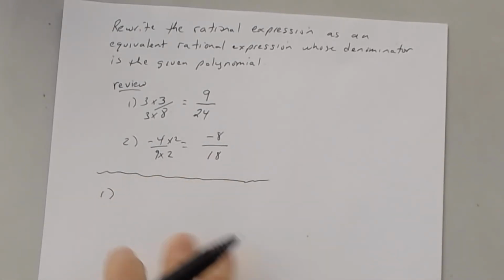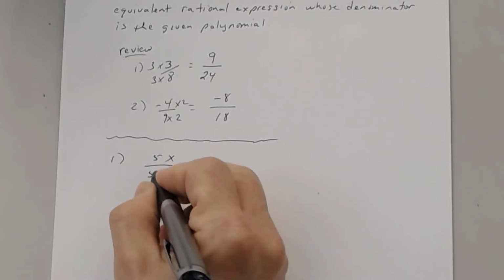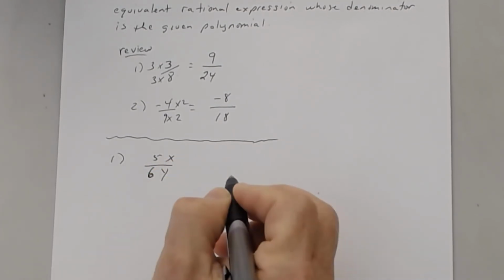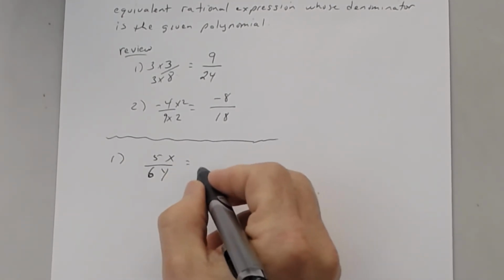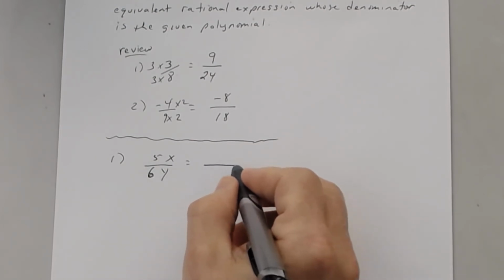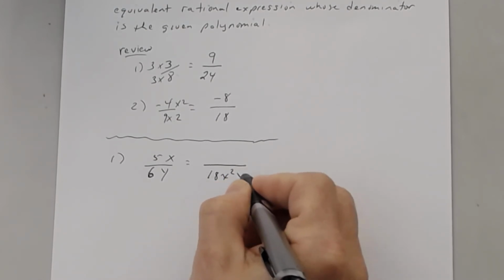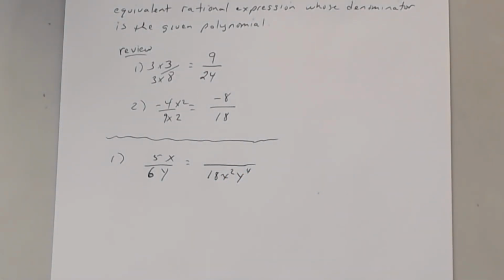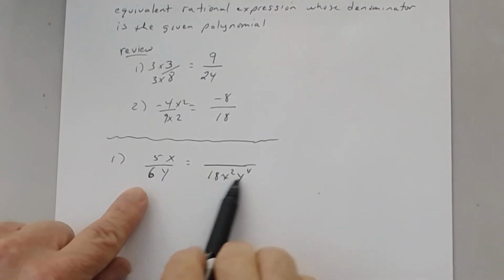So number 1, 5x divided by 6y. So this rational expression, you want to rewrite so that you have this denominator, 18x squared y to the 4th. Okay? So remember, you just want to look at the denominator first. This is what I have. This is what I want to end up with.